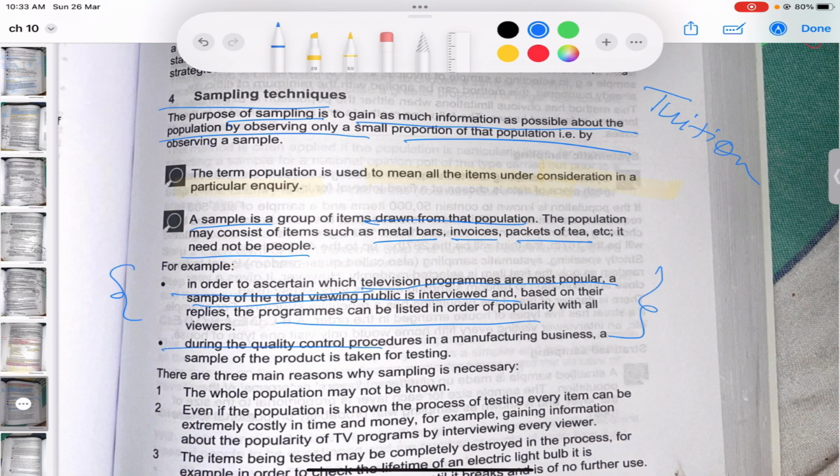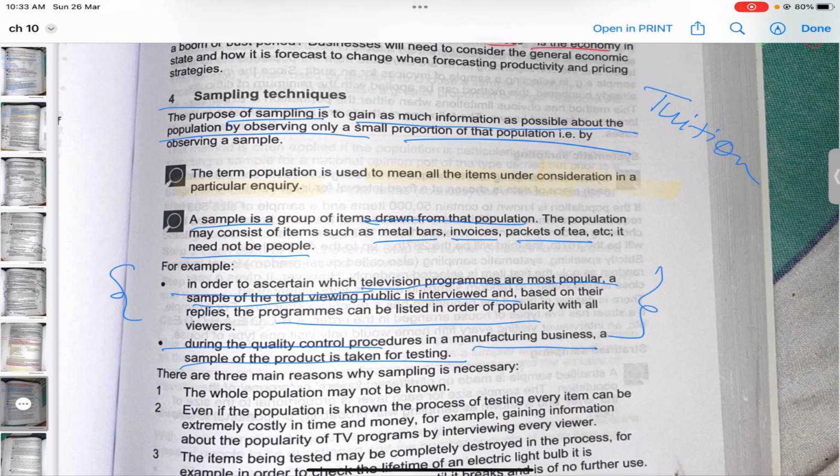During quality control procedures in a manufacturing business, a sample of a product is taken for testing. Whenever a company manufactures something, one or two random items are picked for quality testing. You can't test every single product, right? So they just pick up a random manufactured product and test it.